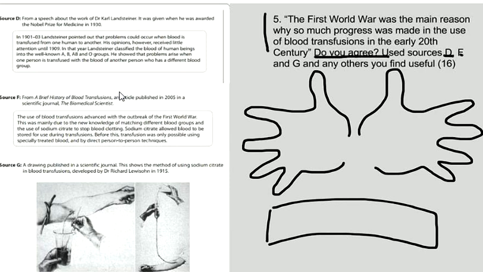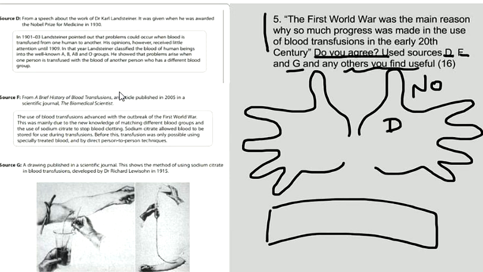So it definitely tells us to use sources D, F and G, and we could look at any others we want as well. So we have here source D, which is from a speech about the work of Dr. Karl Landsteiner. In 1901-3, Landsteiner pointed out that problems could occur when blood is transfused from one human to another. His opinions, however, received little attention until 1909. In that year, Landsteiner classified the blood of human beings into the well-known A, B, and O groups. He showed that problems arise when one person is transfused with the blood of another person who has a different blood group. Well, that clearly shows that before the war this advance had been made, so that goes into the no, it wasn't the First World War hand.